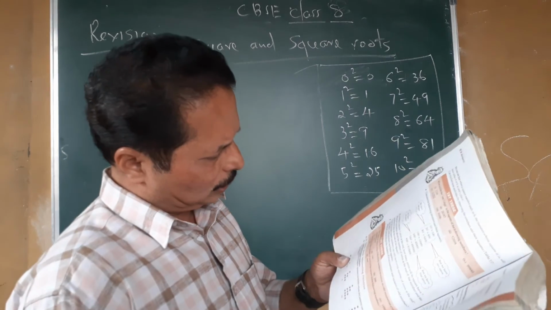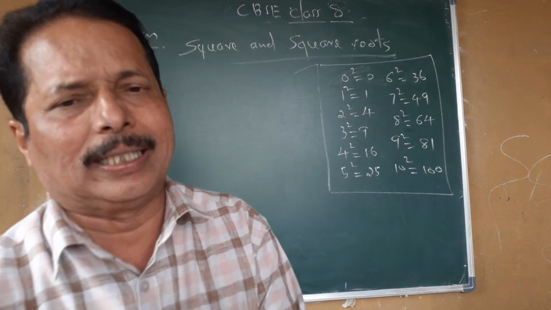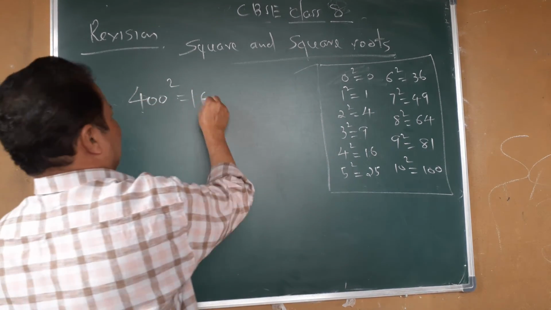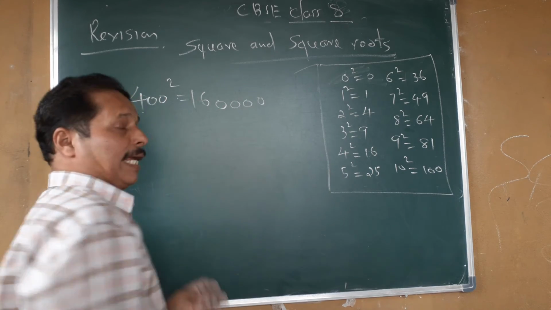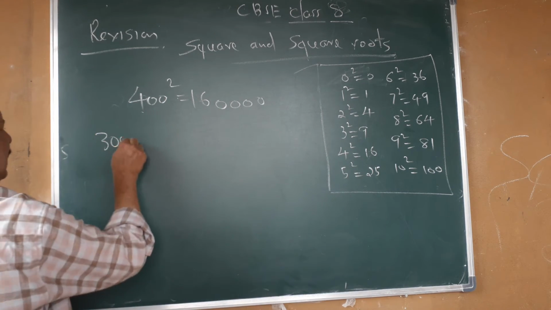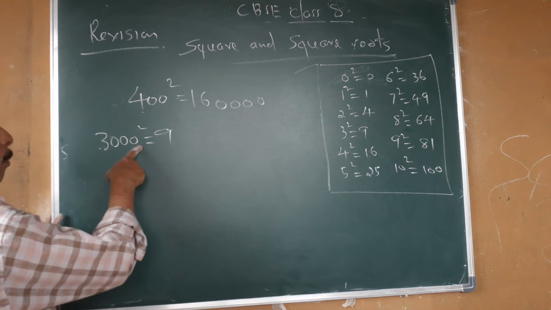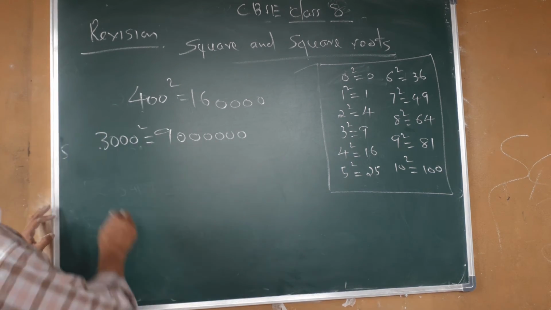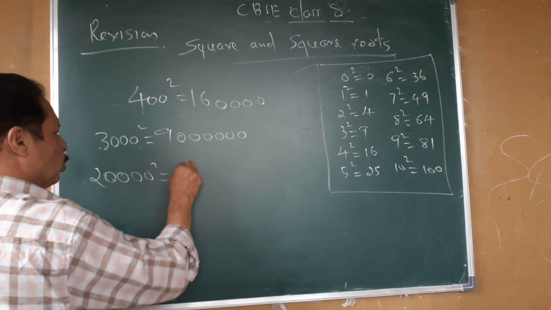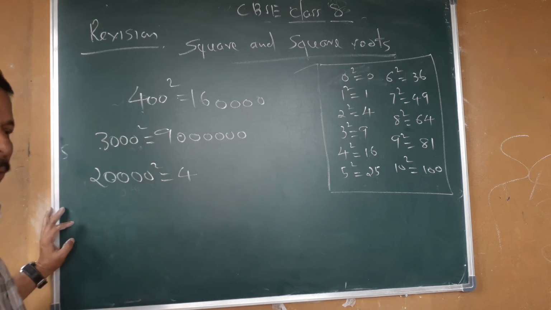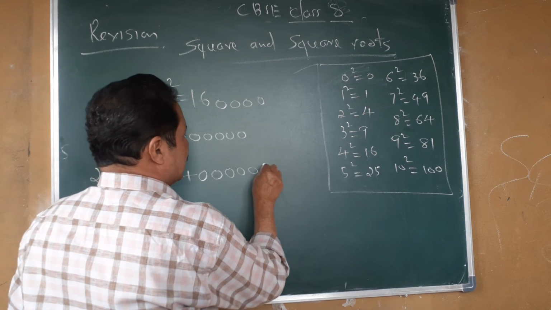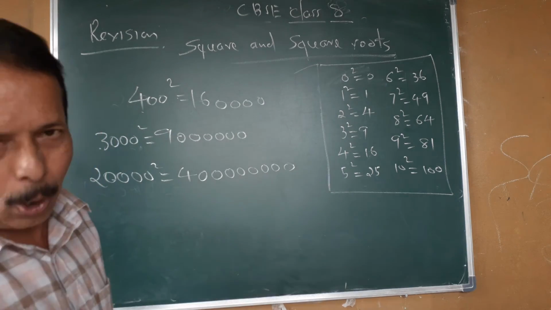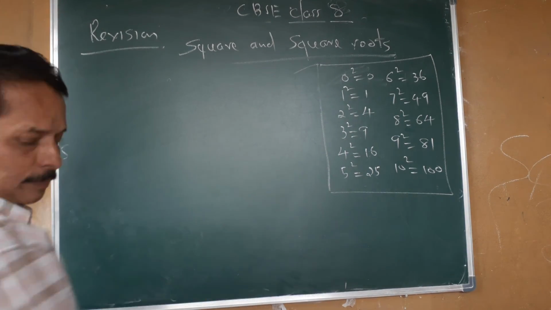Next, number 2. What will be the number of zeros in the following? Look at it. 400 square. 4 square is 16. 2 zeros means your answer contains 4 zeros. Once again, 3000 square. 3 square is 9. If there are 3 zeros, then double the zeros will be there, so 6 zeros. Once again, 20,000 square. 2 square is 4 and here it consists of 4 zeros. Automatically your answer has 8 zeros. Whatever number of zeros is there, the answer has double the zeros. That's what the answer is.